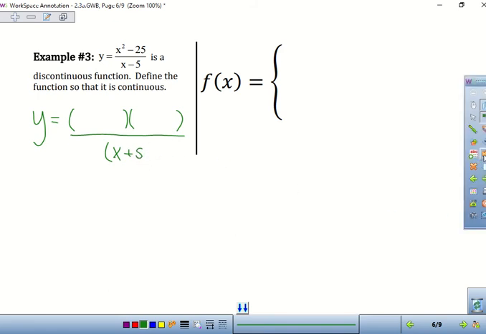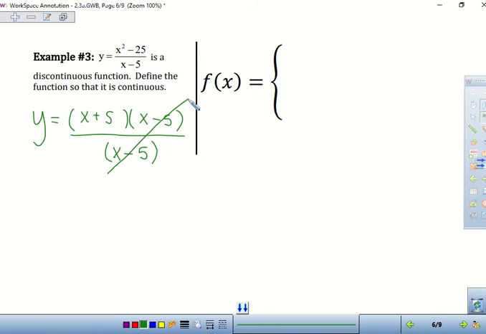Good. The denominator's a minus. So it's x plus 5, x minus 5. And you're at the point where you could now cancel out the x minus 5s, right? However, we want to first figure out what type of discontinuity this creates.